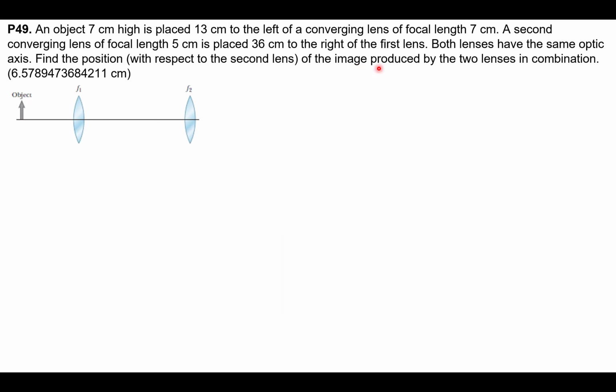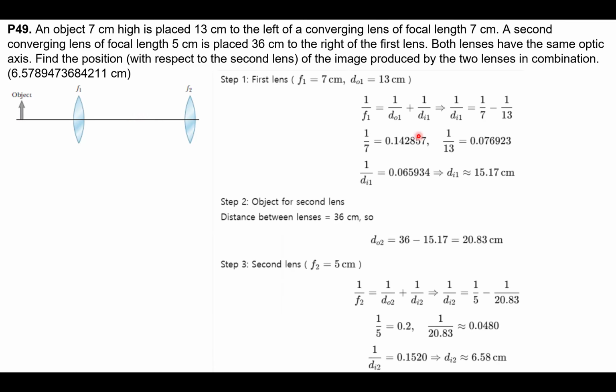So once again, we are going to apply the lens formula twice. If the first object forms an image, this image serves as the object for the second lens. That's the sequence. For the first lens, we have f1, the focal length, given, and the object distance given. From this you get the image, which is 15 centimeters from the lens.